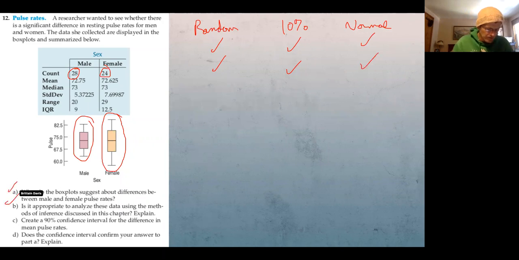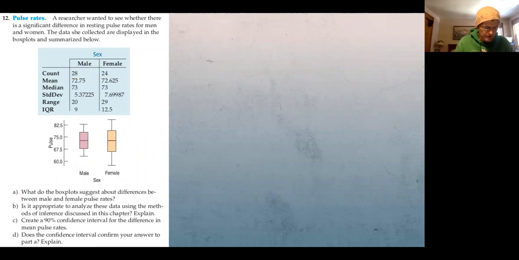We've kind of jumped through that planning stage. We have checked our conditions for inference. Now we're going to jump to the heart of the problem, which is part C. We're going to create a 90% confidence interval. First of all, I just want to state this is going to be a 2-sample T interval.